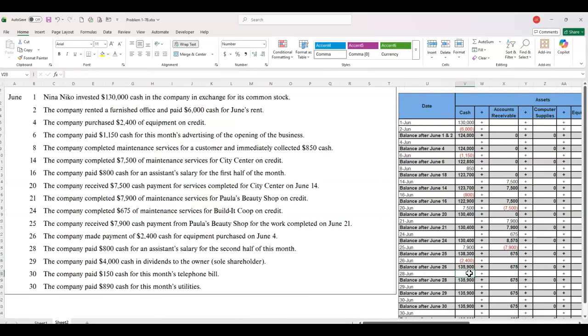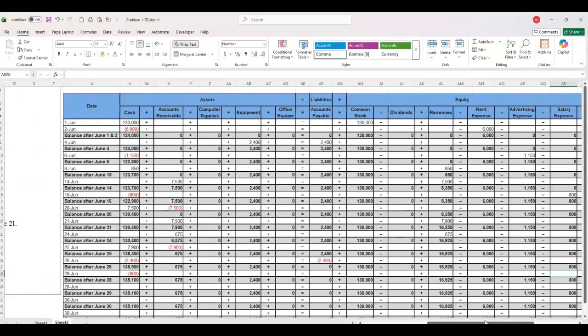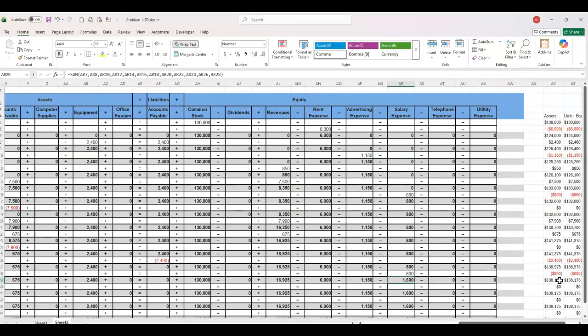On the 28th, the company paid $800 cash for an assistant's salary for the second half of the month, just like we did up here on the 16th of June. We paid $800, so that is going to be a negative to cash. It's also going to be an expense, which is wages, salary expense. Now we have $1,600 worth of expenses in this column. We've had $1,600 worth of salary expense this period. Balances are correct.